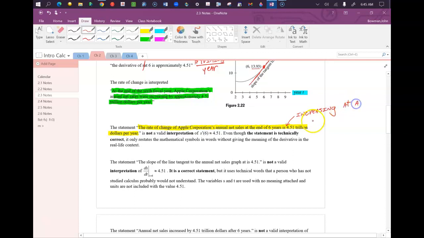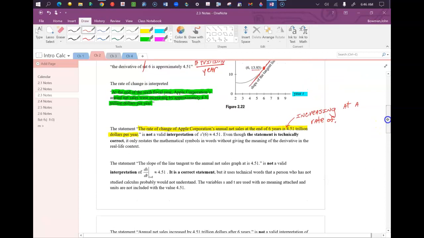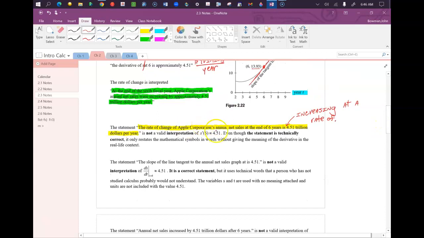at a rate of. Okay, derivatives are rates of change, so we want to point that out, and we like to do that in a way that somebody not familiar with calculus can understand that. So the rate of change of Apple's annual net sales at the end of 6 years is increasing at a rate of $4.51 trillion per year. Now we've hit all those things. We've told what it's about, what's happening to it, when it's happening, how it's changing, it's increasing, and there are units associated with it.